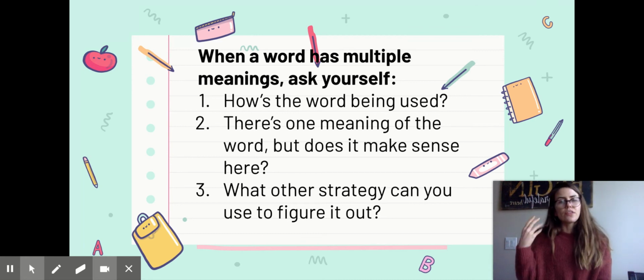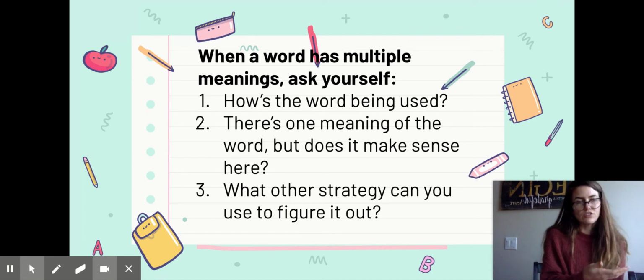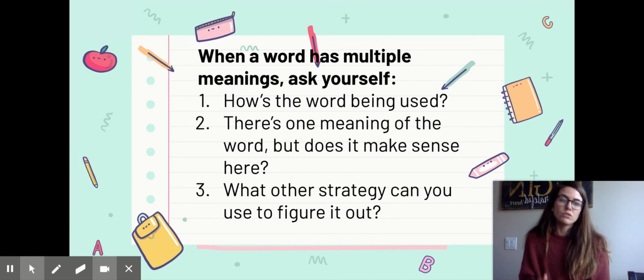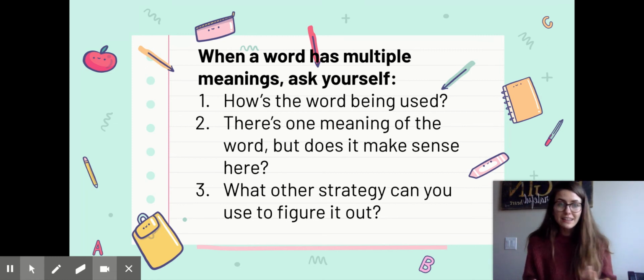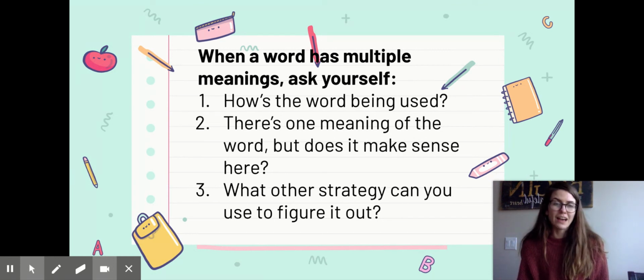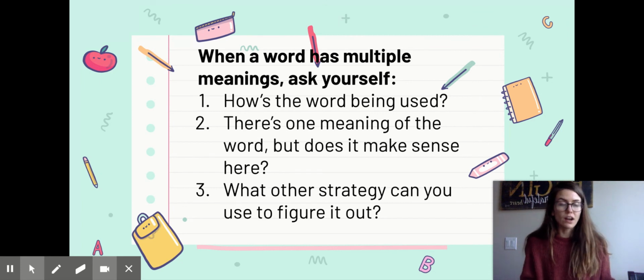And then the third thing is think about what other strategy can you use to figure it out. You can look around the word to see if you can make an inference or if there's a definition, an example, an antonym or synonym, one of those things to help you figure out the meaning of this word. So if the meaning that you have doesn't make sense when you read a word, you need to stop and use your context clue strategies to try to figure out the meaning of the word. And you're going to get a chance to practice this today.